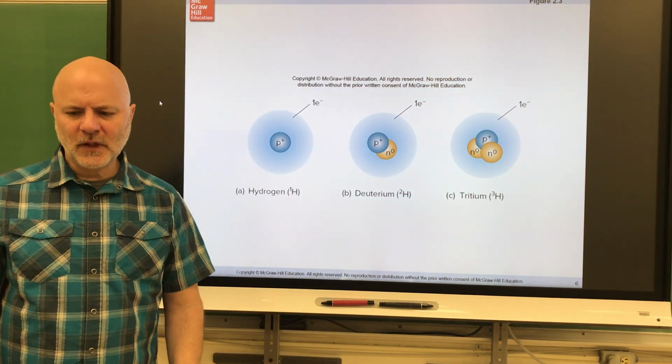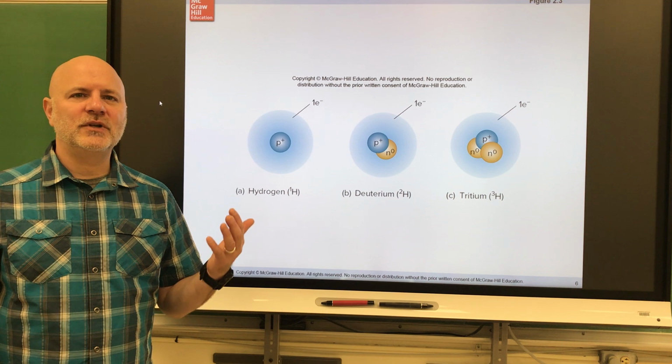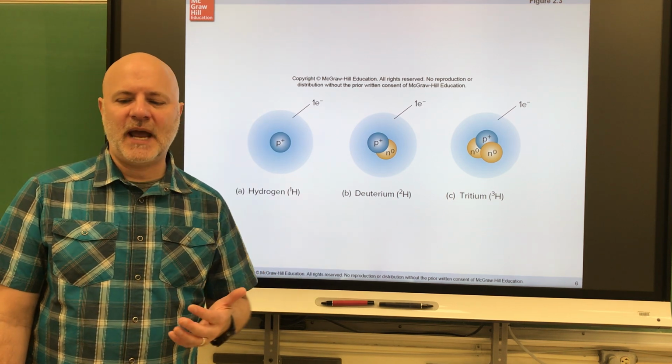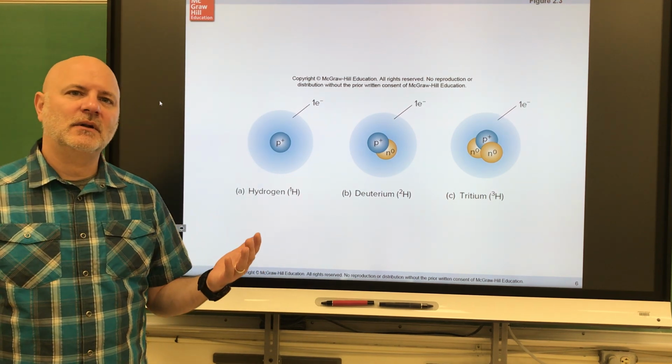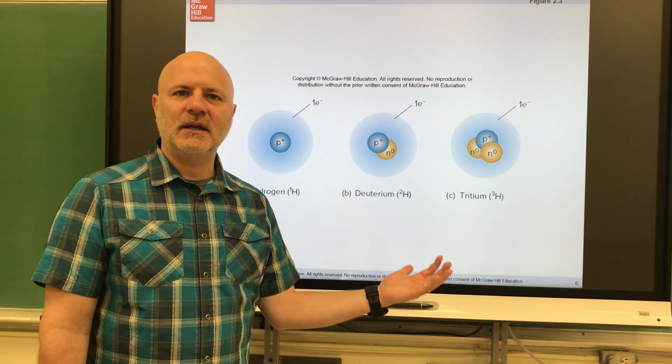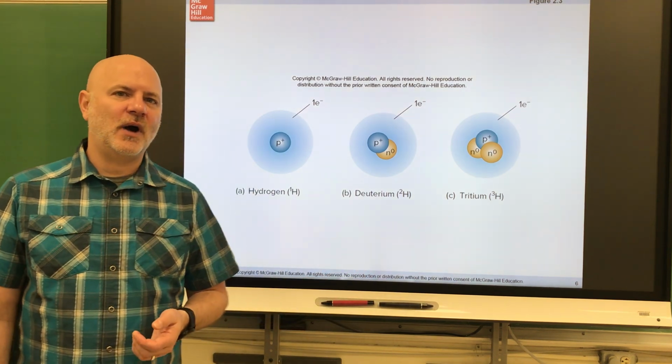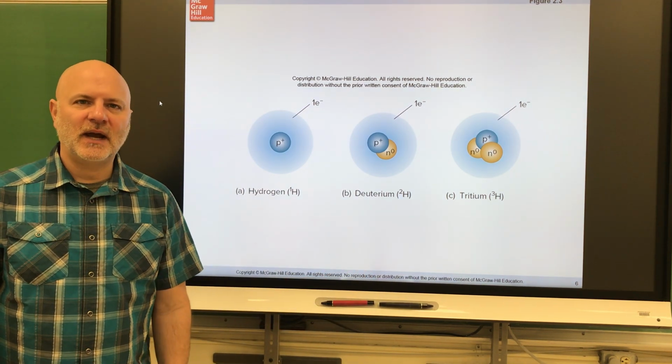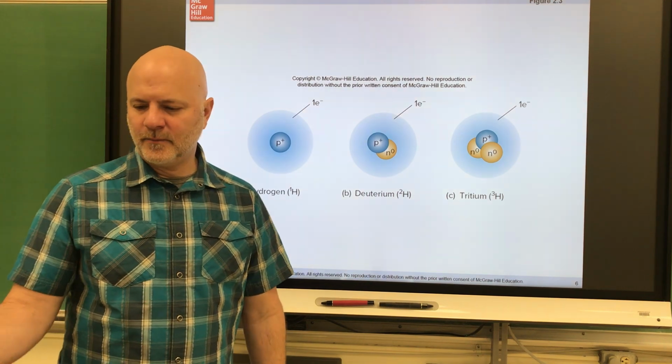Most of the time we just name the element and put its mass number afterwards. Like you've probably heard of carbon-14. Normal carbon is carbon-12, and carbon-14 is a radioactive isotope of carbon.